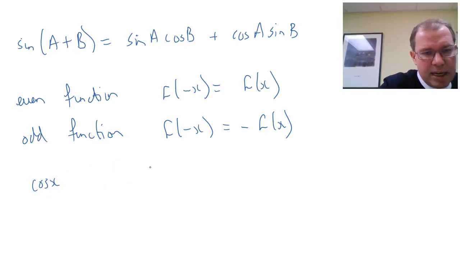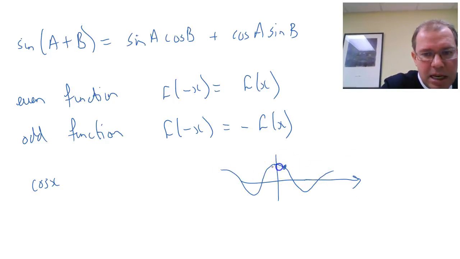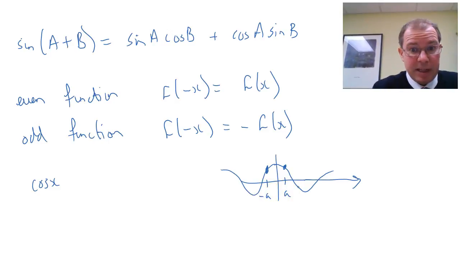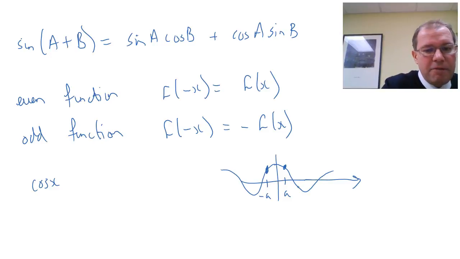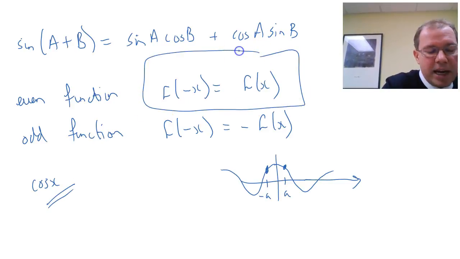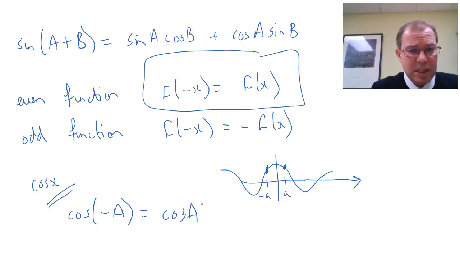We know that cosine x is an even function because it's symmetrical in the y-axis. Because it's symmetrical in the y-axis, you can see that f of minus x is the same y value as f of x. If I put a minus a value in there, I get the same y value out as if I put an a value in. So in particular, for cosine x, f of minus x equals f of x. So cos of minus a, if we put minus a into it, we get the same value as cosine a. That's a really important identity which we'll need to prove these.